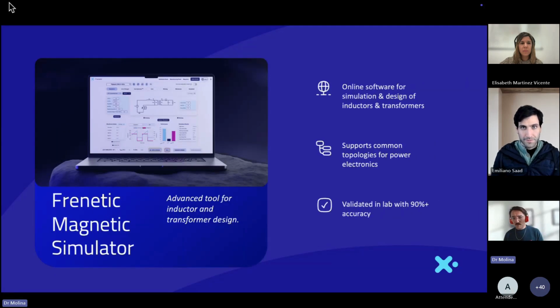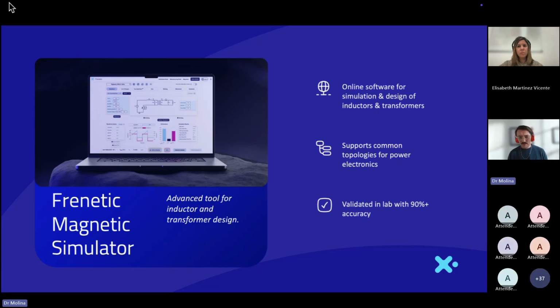Let's say what our technology does. We have our Frenetic Magnetic Simulator, which is the most accurate tool in the market for designing magnetics. We have some articles and papers to demonstrate that. We will be very open to share all these results from the lab with you, because everything we are modeling is tested in our lab.